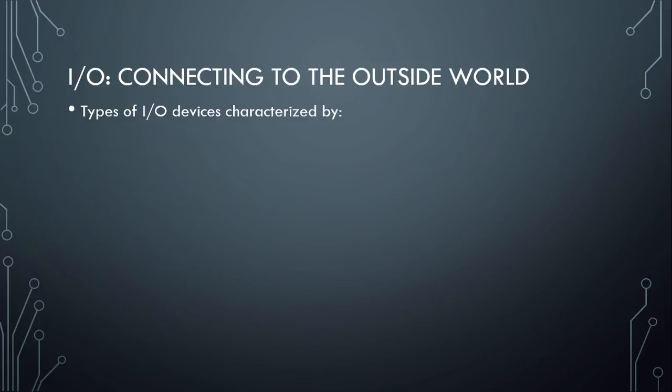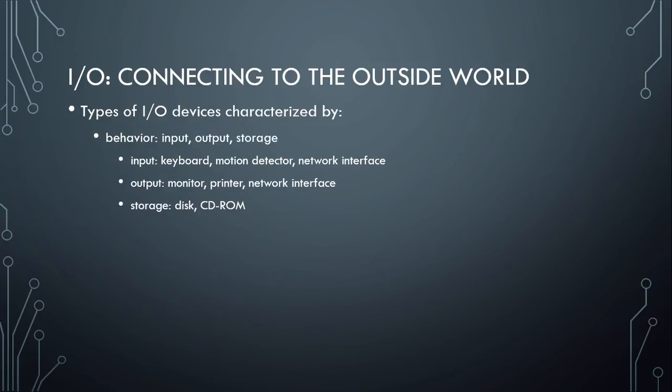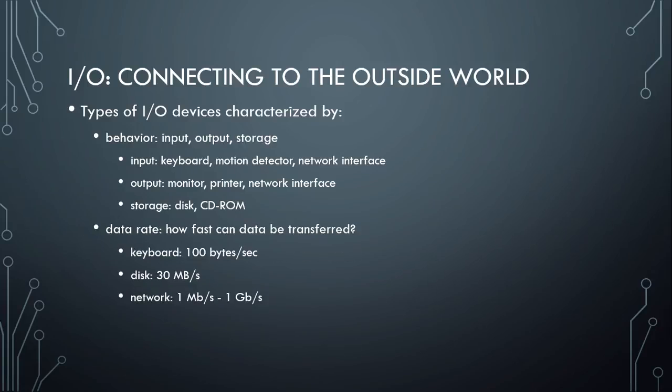The types of I/O devices are typically characterized by the following. Behavior, which is input, output, and storage. Input is typically things like a keyboard, motion detector, network interface. Output is usually limited to things like monitor, printer, network interface. Storage mediums, such as a disk or CD-ROM. And then also the data rate, so how fast can the data be transferred from one medium to another? For example, a keyboard is about 100 bytes per second. Your disk is about 30 megabytes per second. Network is anywhere from about 1 megabyte to a gigabyte per second, depending upon the card on board your PC.